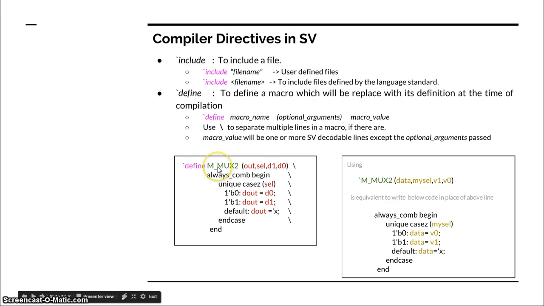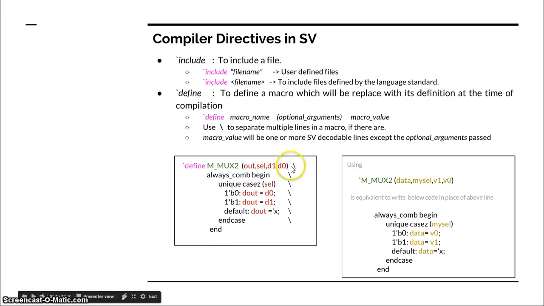Here I have defined a macro named m_max2. There are 4 arguments listed here for this macro. So this is the syntax: `define m_max2, within the brackets out, select, d1 and d0, and the actual macro value is listed in multiple lines by using the backslash symbol.